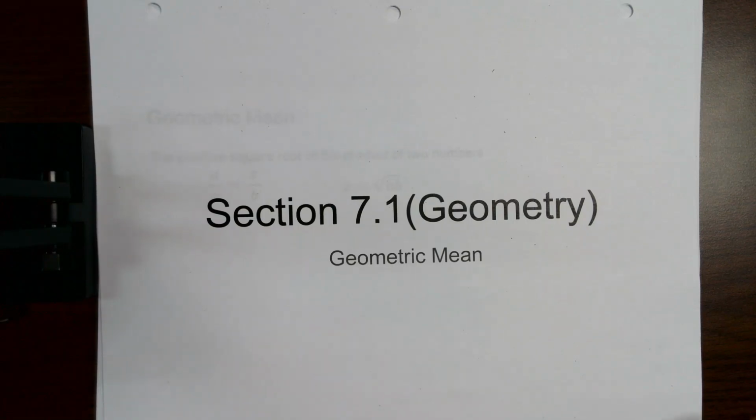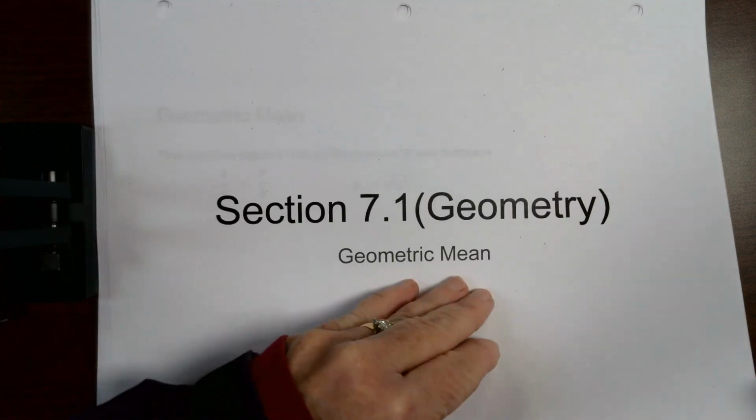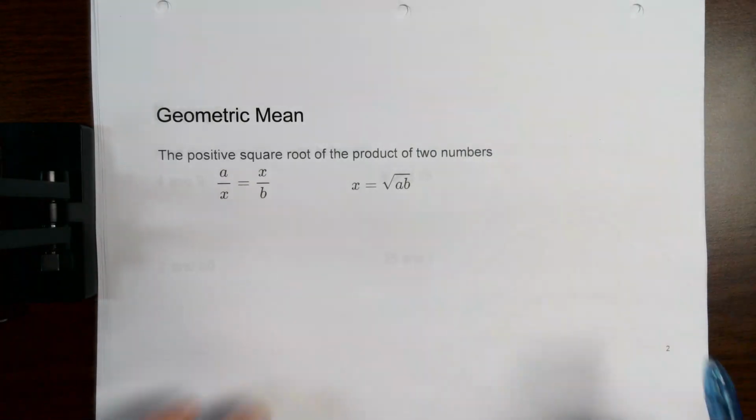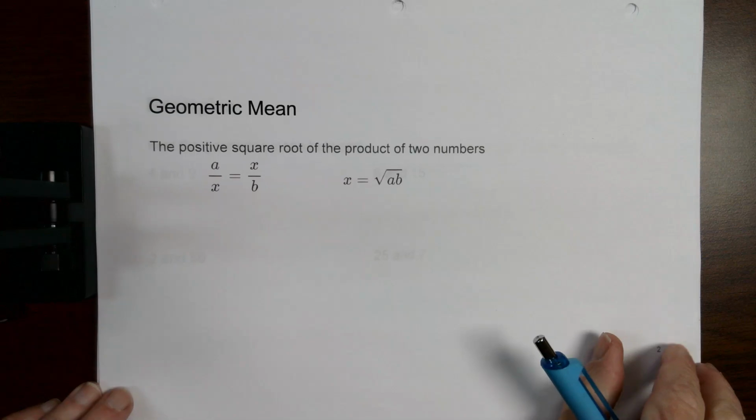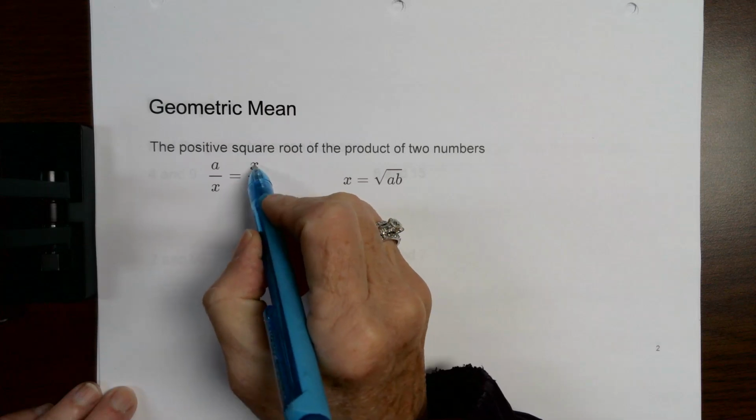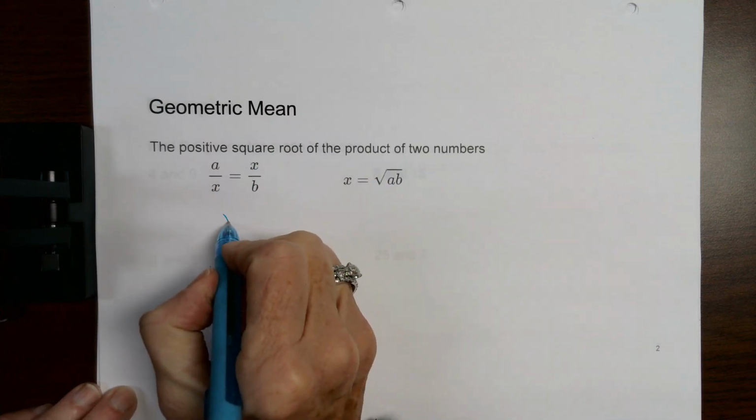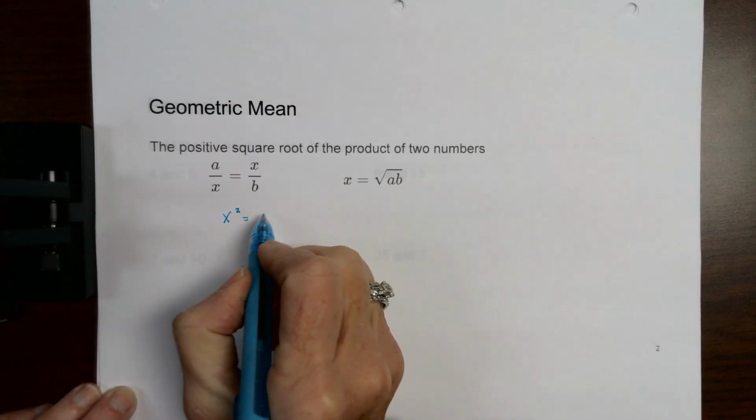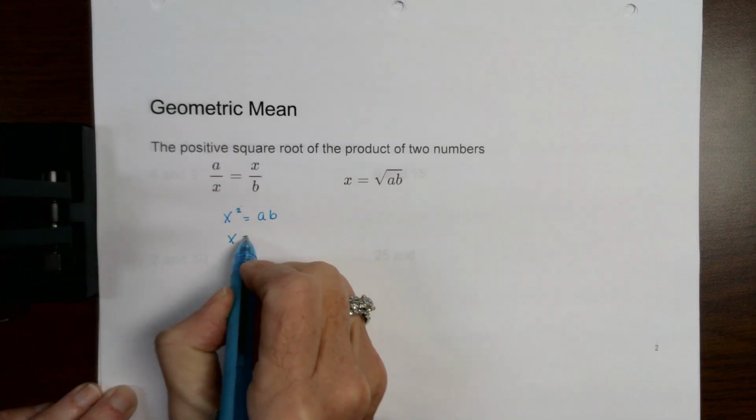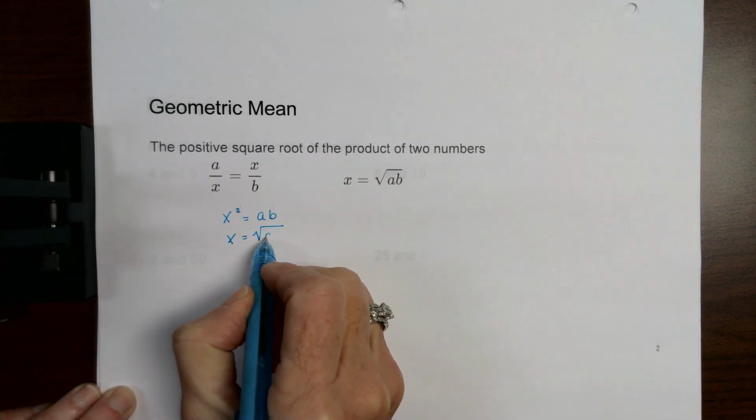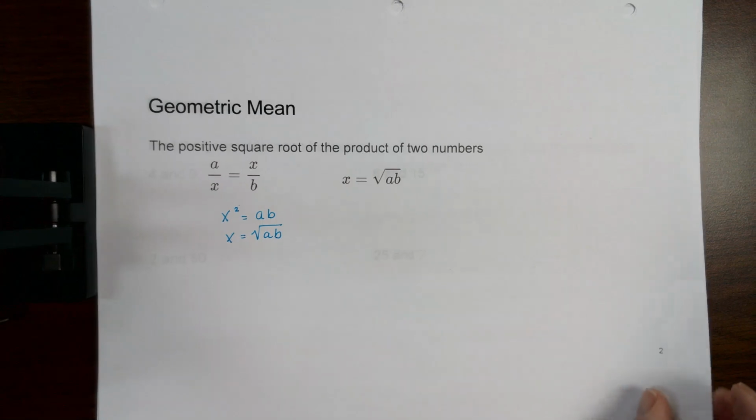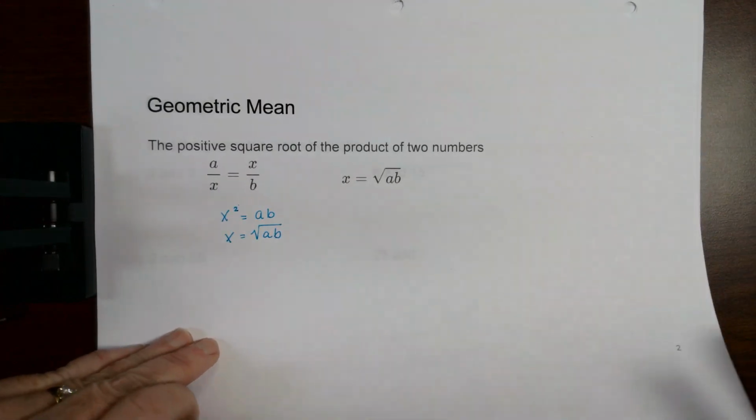Section 7.1 has to do with a geometric mean. A geometric mean is a positive square root of the product of two numbers. The way that it's set up is that these are what we call the extremes and these are the means. So if you say x squared is equal to a times b, then the geometric mean, which is x, is the square root of a times b. That's always the geometric mean, and this is used in theorems.